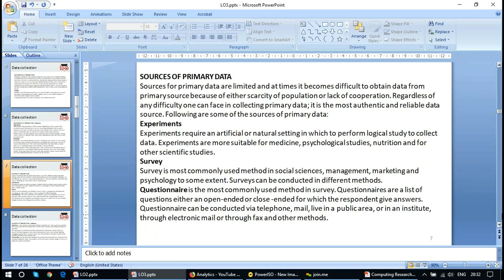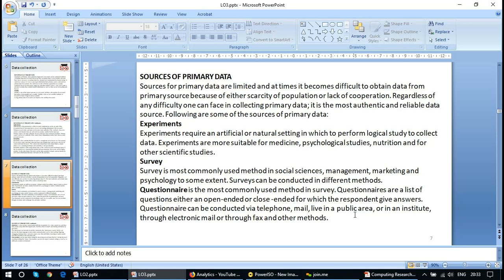Then survey is the most common used method in social sciences, management, marketing, and psychology. To some extent, surveys can be conducted in different methods. Questionnaire is next, is the most commonly used method in survey. Questionnaires are a list of questions, either open-ended or close-ended, for which the respondent give answers. So, do you remember the difference between the open-ended and the close-ended questions? Yeah, I remember. Okay, good.